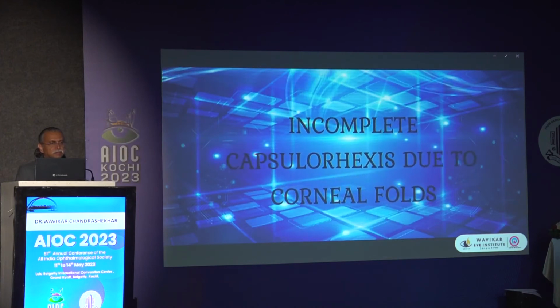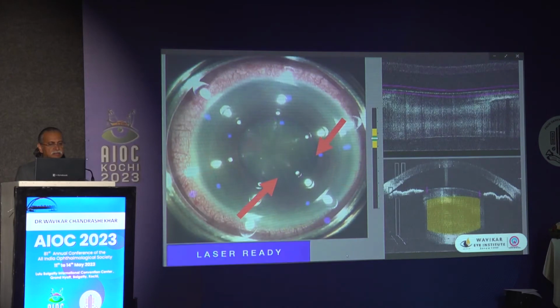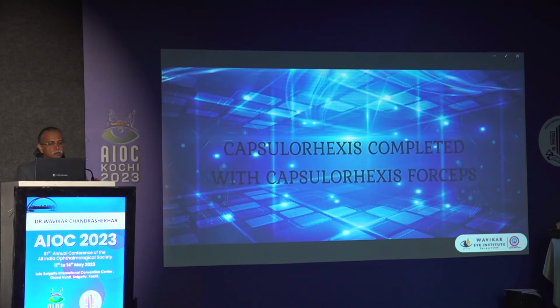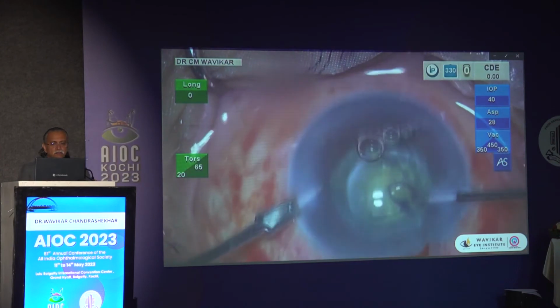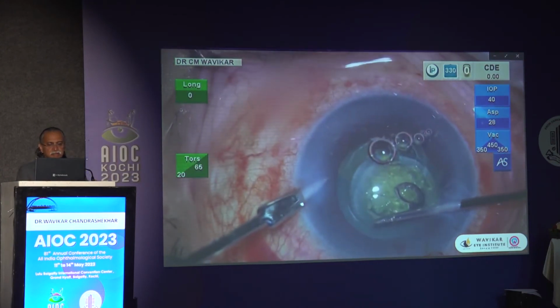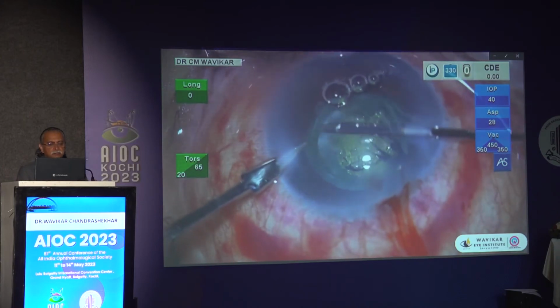Sometimes there can be corneal folds. Again, this is an unexplained thing. The software PI is very good, but you do get these folds, and because of air bubbles or whatever complications we have explained before, we have to complete the capsulorhexis with the help of forceps. Wherever there are folds, you can see that there is a tag attachment, and it has to be separated.